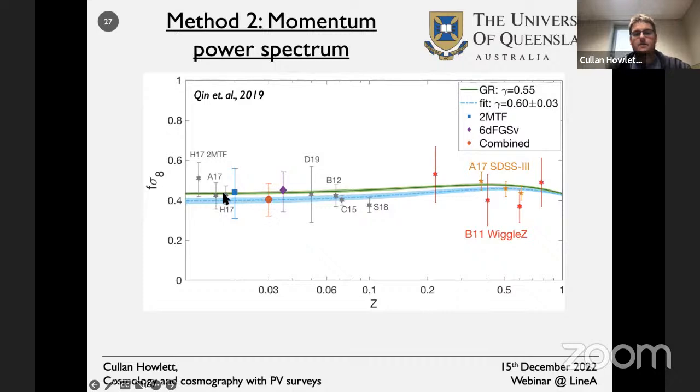And again, some other methodologies are shown here as well. And really, the takeaway from this is that our result is, again, consistent with GR, but slightly lower, just like a lot of the other measurements currently in the literature.